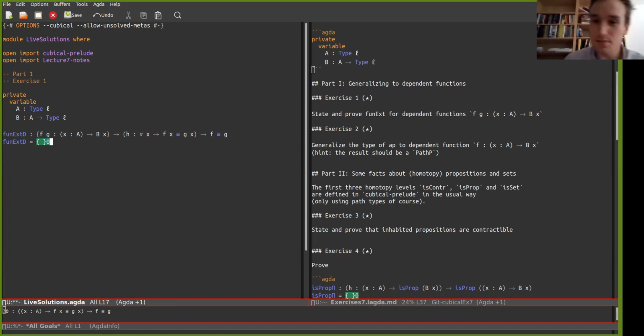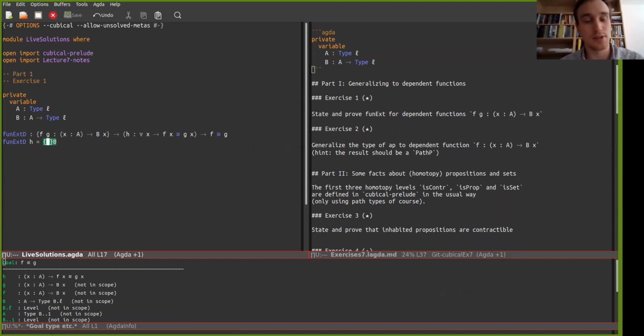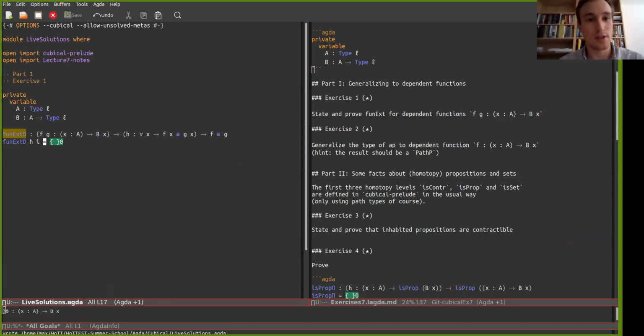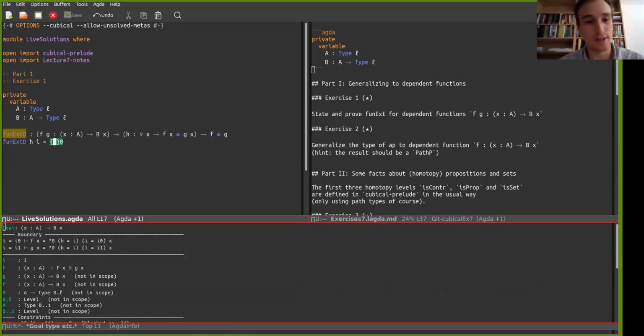And got a comment in the chat that actually the proof is the same. So we take our h. What is the goal? The path from f to g. Well, so we give it an interval variable i. We get some yellow here, but we ignore that.